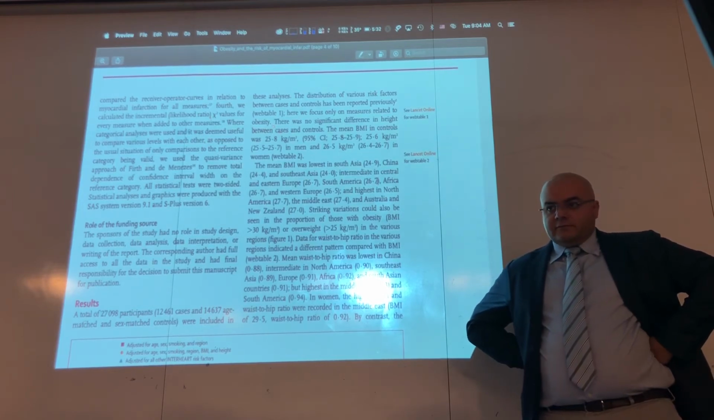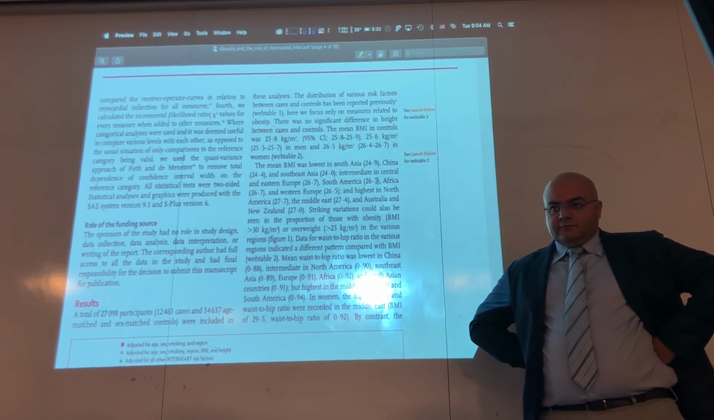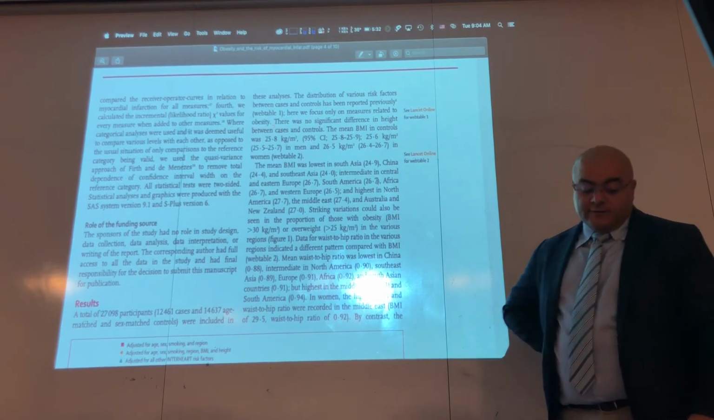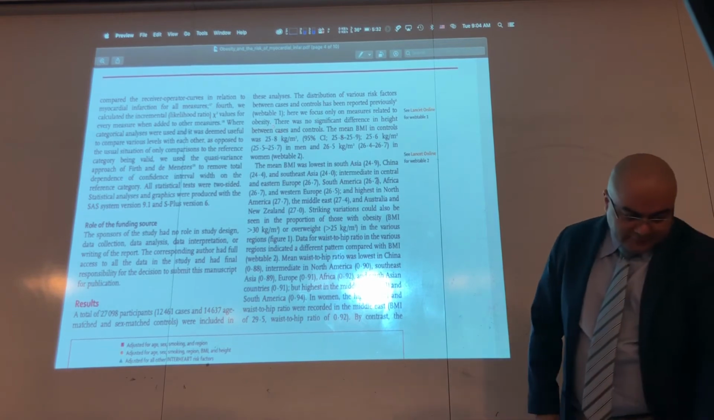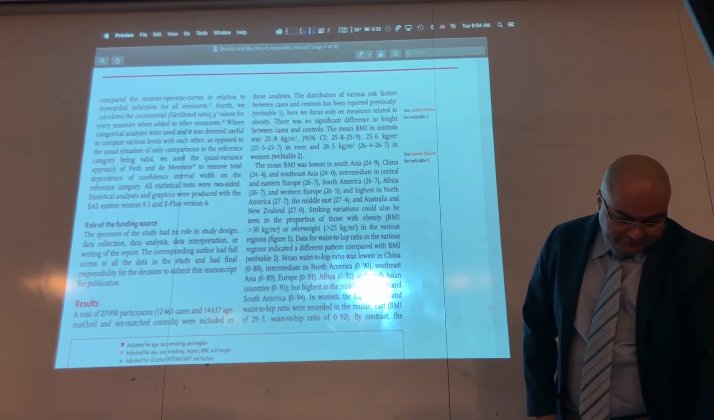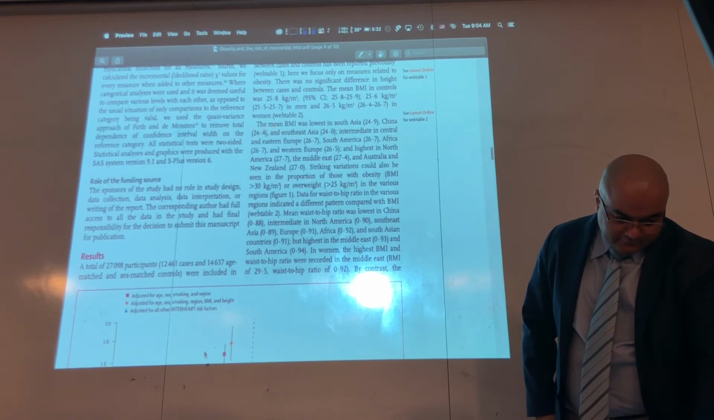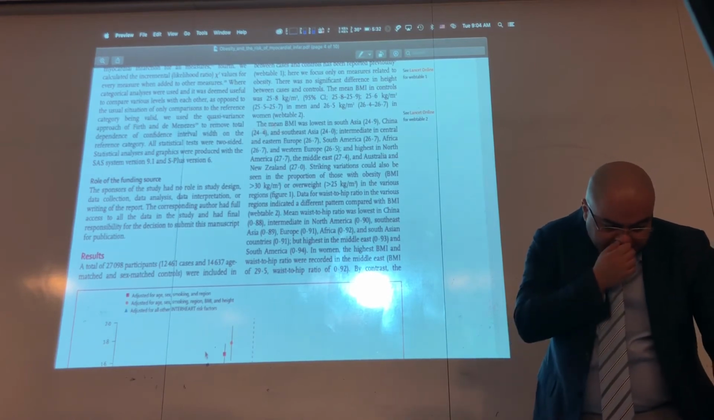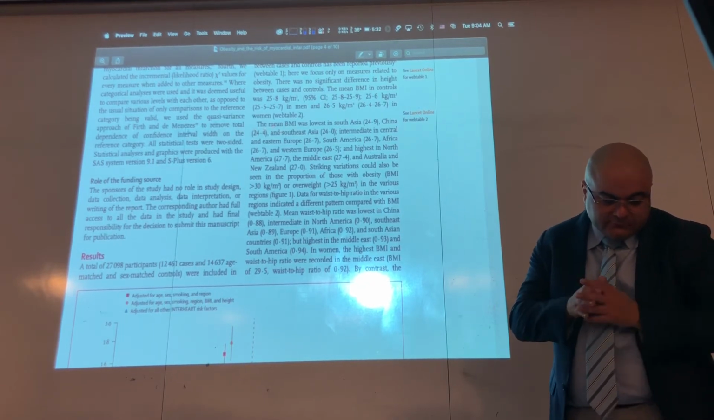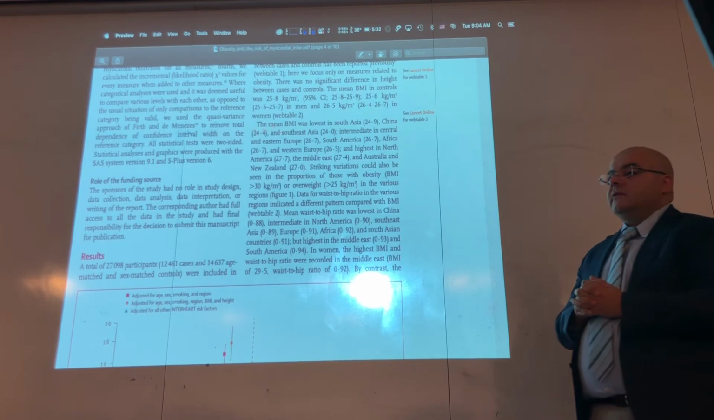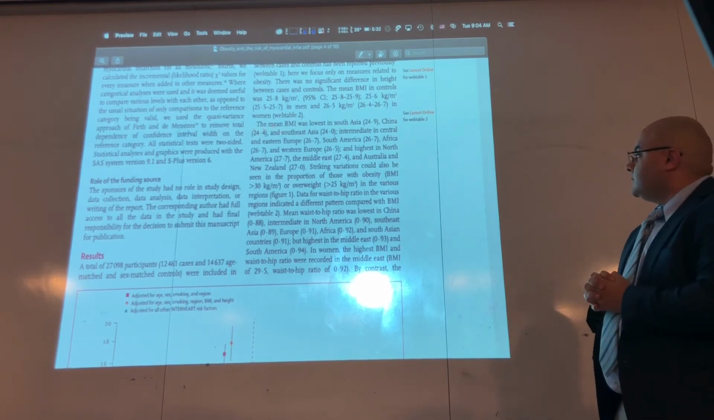No significant difference in height between the case and control groups. Let's look at the results. Waist circumference was strongly related to myocardial infarction risk.